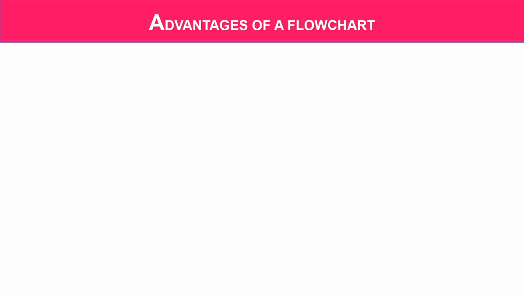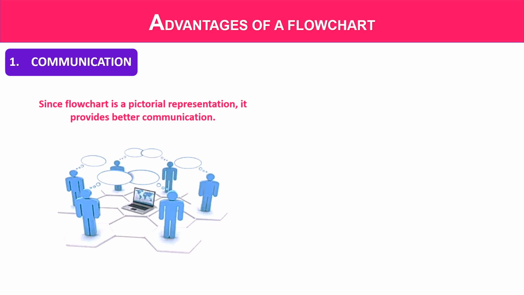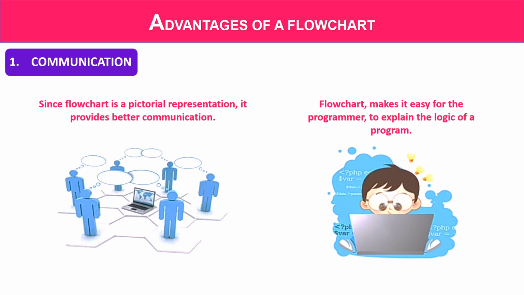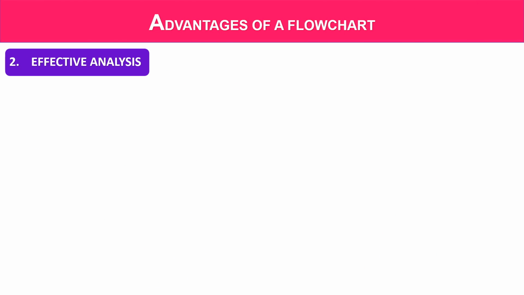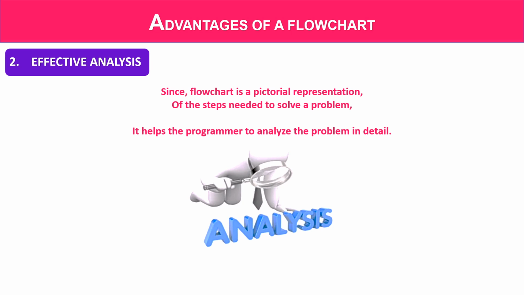Advantages of a flowchart. First, communication. Since a flowchart is a pictorial representation, it provides better communication. A flowchart makes it easy for the programmer to explain the logic of a program. Two, effective analysis. Since a flowchart is a pictorial representation of the steps needed to solve the problem, it helps the programmer to analyze the problem in detail.